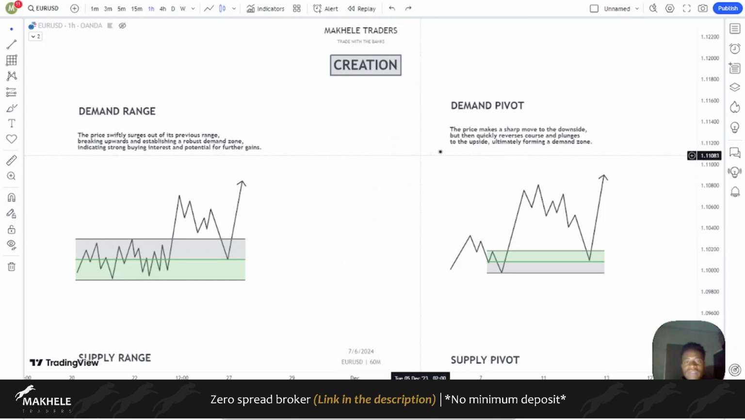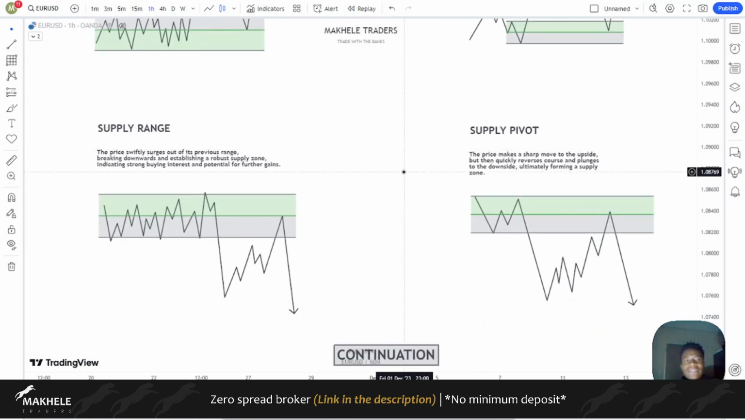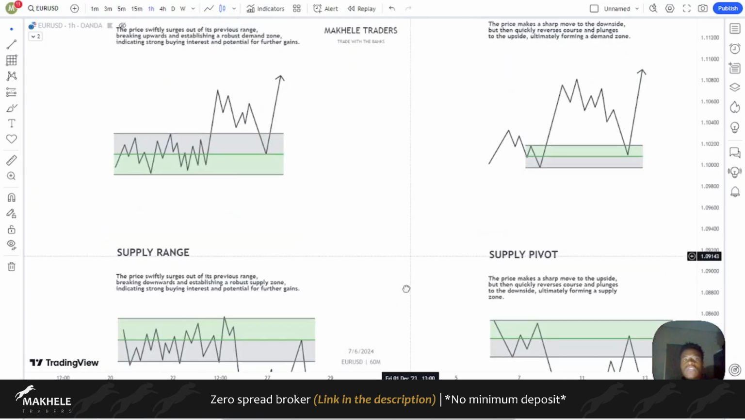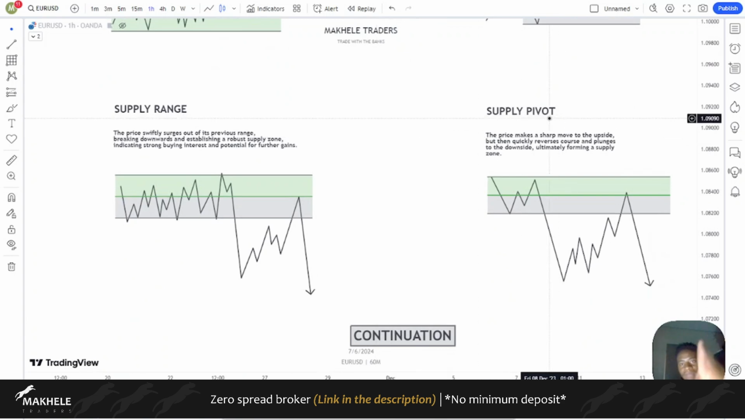That's the difference between these two. On the left, we have a range. On the right, we have a V shape, but they are still both valid demand zones. Let's continue. So now we're looking at the supply range and the supply pivot. As we were looking at the demand, now we're looking at the supply range and the supply pivot.